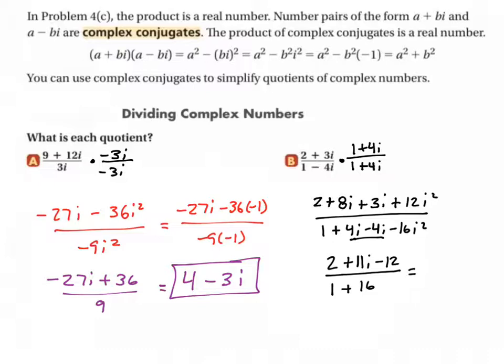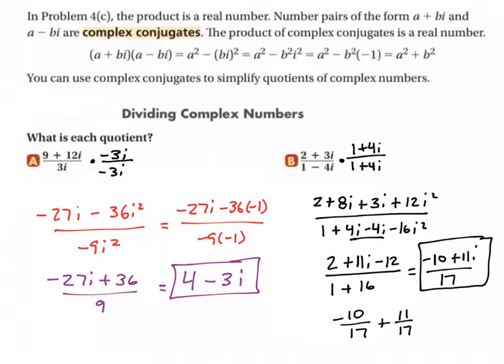So we can kind of clean this up one more time. We've got negative 10 plus 11i over 17 in this case. And so this is one way of writing it, but we could also write it this way. Negative 10 over 17 plus 11 over 17i. Both of these work. So we're just simplifying it down, and we'll look at a couple more examples of this. This is a tricky topic.